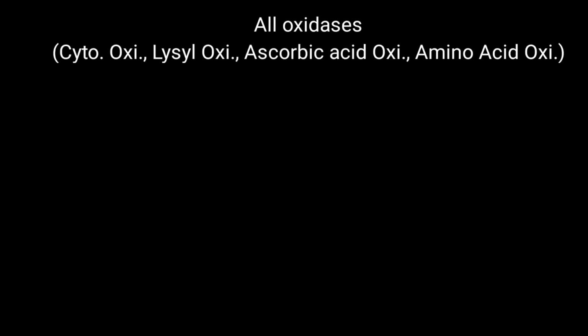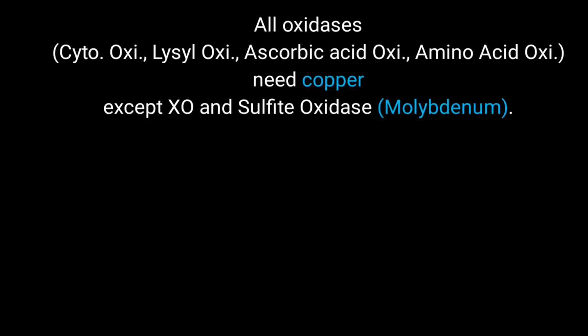So you have to remember all oxidases like cytochrome oxidase, lysyl oxidase, ascorbic acid oxidase, amino acid oxidase, all these oxidases need copper ion for their activity. So you have to remember, an important metalloenzyme: copper is required for all oxidases. So whenever there is an MCQ and you are looking at an oxidase, you can directly jump to copper, but you have to take care that two particular oxidases do not need copper, that is xanthine oxidase and sulfide oxidase.